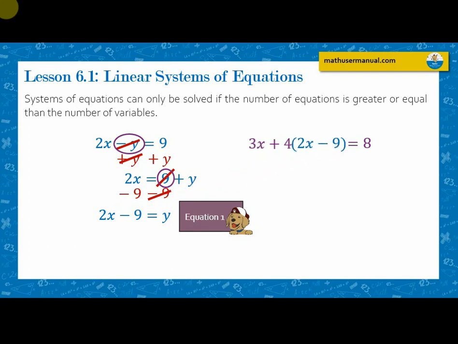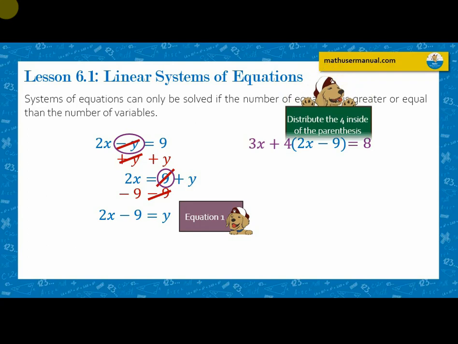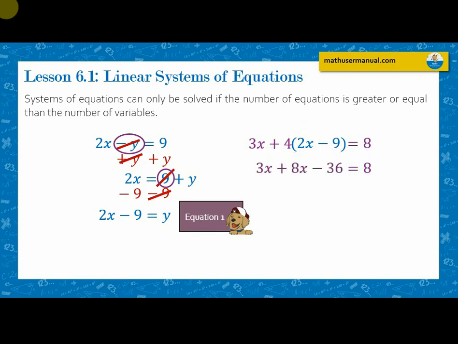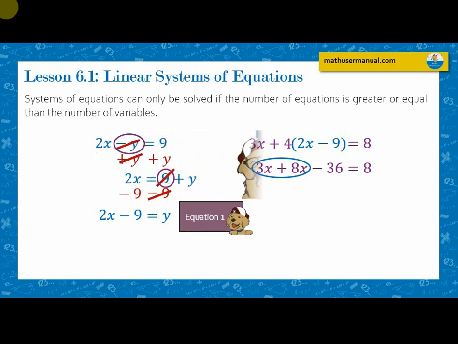And now here on the right, we have an equation with just one variable. We learned how to solve these ones. And we learned that when having a parenthesis, we have to distribute it. So let's distribute the 4 inside of the parenthesis. So 4 times 2x, which is 8x, and 4 times negative 9, which is negative 36. We no longer have the parenthesis. Now we have the 3x plus 8x. This is combining like terms. We can review Unit 2 if you forgot how to do them. But remember, combining like terms is just adding them. So 3x plus 8x is 11x.